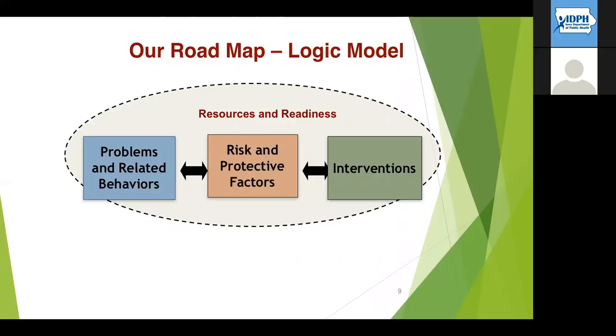But in this one, I really still like this one if you're working on a community level intervention because it's rooted in data. So I'm just going to walk through this again because this really is a good roadmap. So you look at your problems and related behaviors. That's your data. You look at the risk and protective factors. Again, the data, what's happening in the community, and then those interventions.